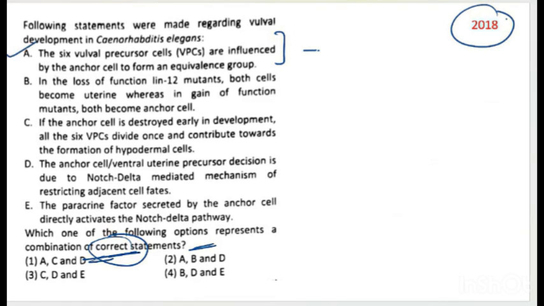We are sure about the first statement. I can eliminate the third and the fourth one. Second is saying that loss of function will lead to the conversion of cells into the uterine and gain of function both into anchor. This one is a wrong statement. It's not that way. So B is wrong. With just two pieces of information, I can reach my correct answer with elimination and everything. A is the correct answer for this question.